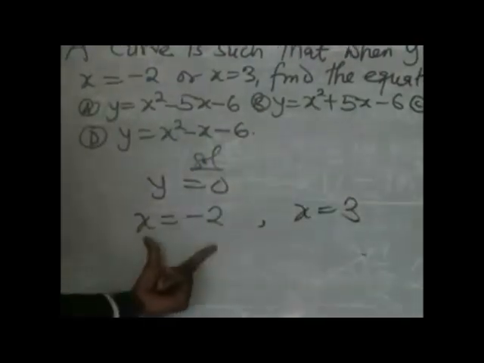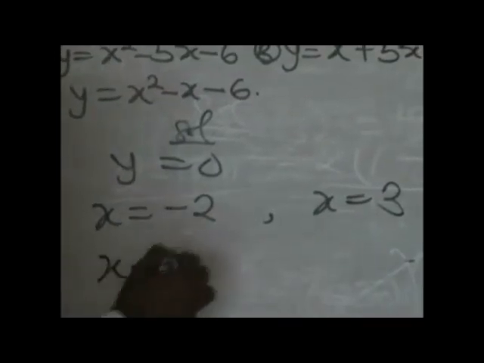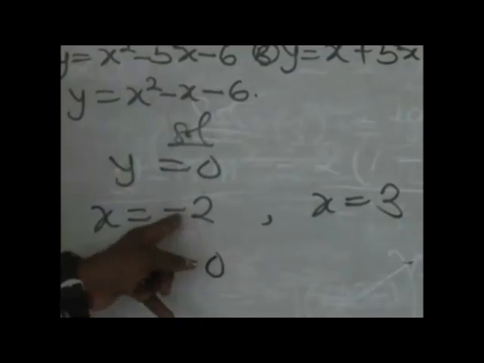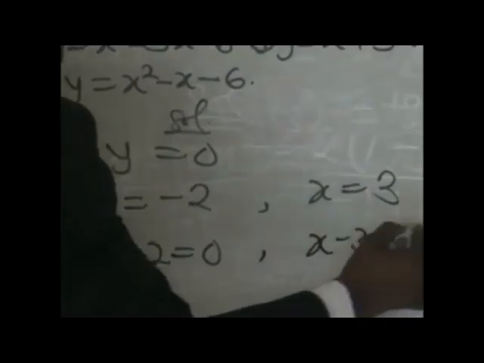By the time you express this as equal to 0, it becomes x plus 2 equal to 0, because when you transfer minus 2 across the equality sign, it becomes plus 2. Similarly, this becomes x minus 3 equal to 0. So the factors now are x plus 2 and x minus 3.